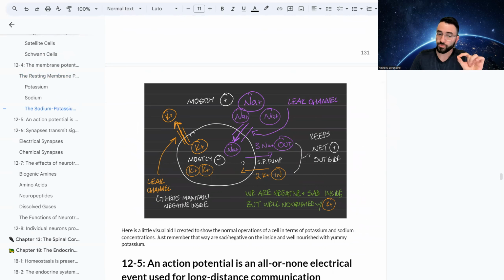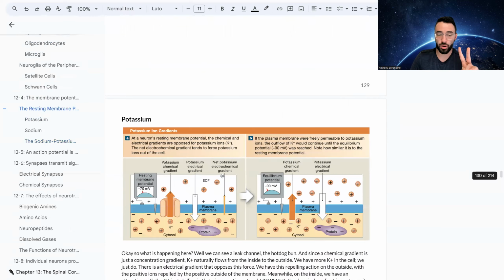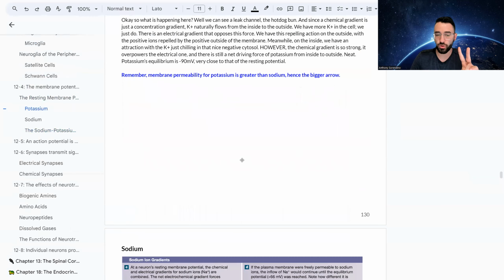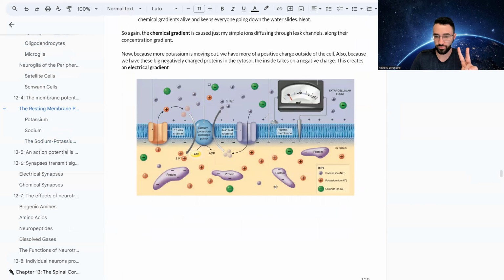The reason that the inside of the cell is more negative is for two reasons. One, I didn't draw this here, but there are big negatively charged proteins trapped inside of the cell. And two, potassium moves out of the cell faster than sodium comes into the cell. And these are both positively charged cations, right? Positive cations. Anion is negative.